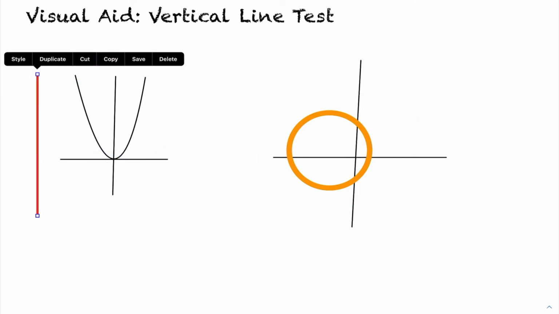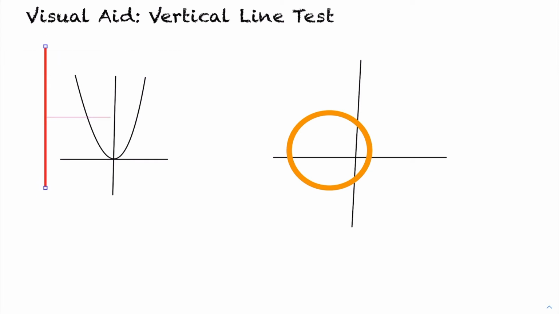With the vertical line test, what you want to do is create yourself a vertical line and move that vertical line along the relation. And if the vertical line crosses the relation twice in any singular spot, then it is not a function. So for instance, as I move this vertical line across the x-axis, for every x value there is a unique y. It doesn't cross twice, and it would be a function.